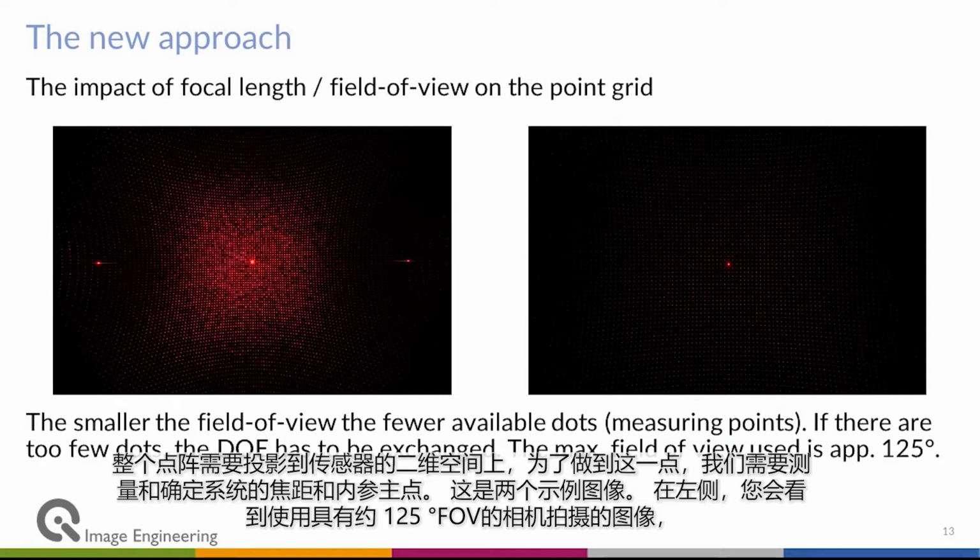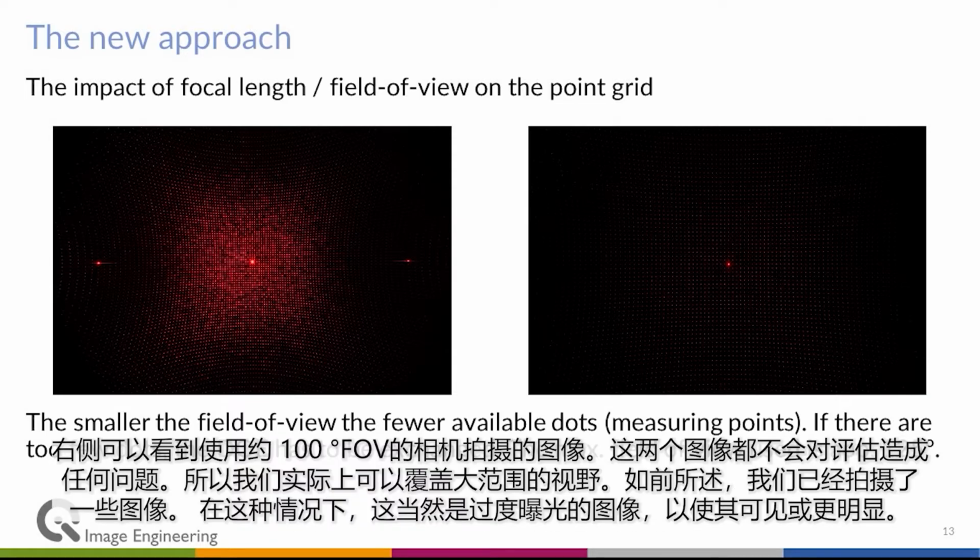These are two example images. On the left-hand side, you see an image captured with a camera that has about 125 degree field of view. On the right-hand side, you see an image that was captured with a camera of about 100 degree field of view. So both of these images do not cause any problem with the evaluation, so we can actually cover that large range of field of view.